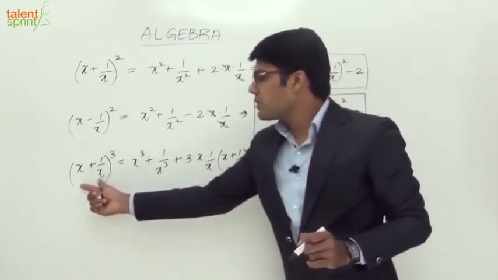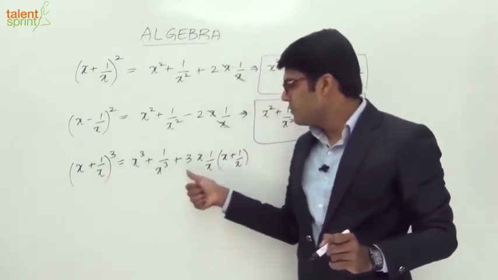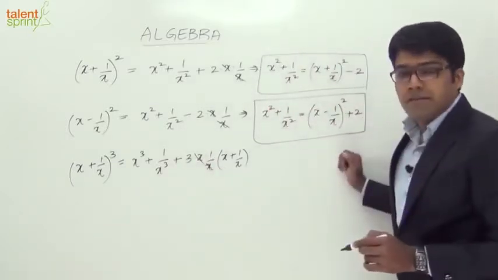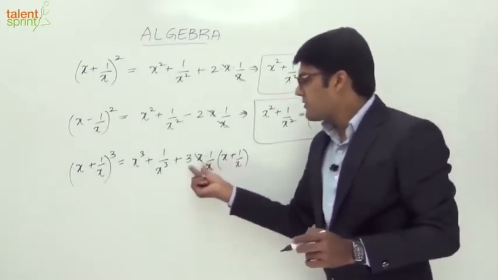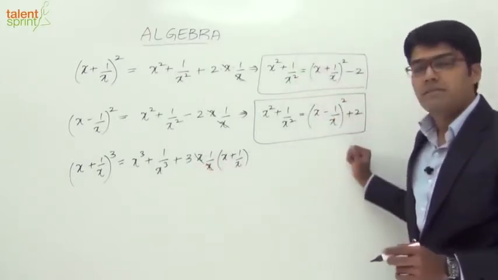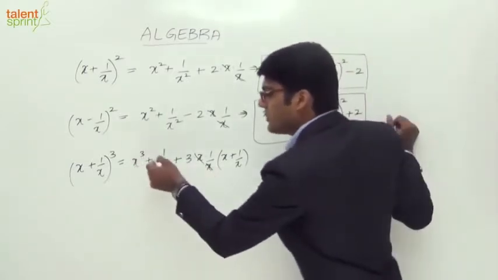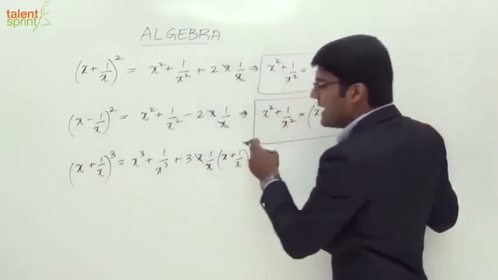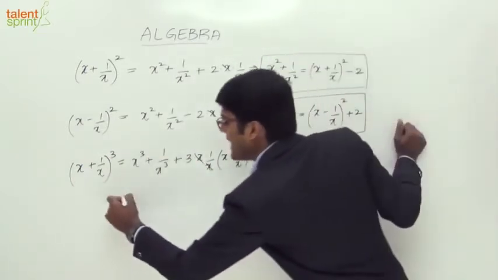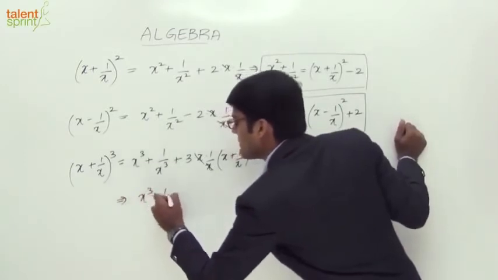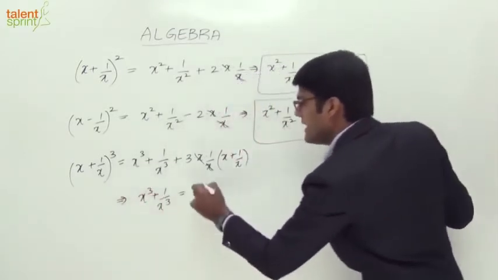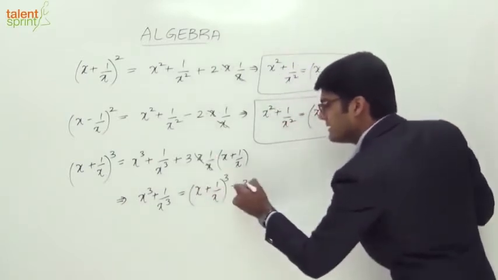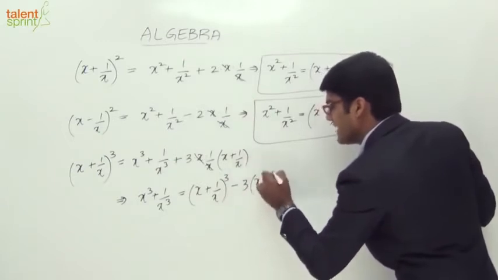Alright, so x plus 1 by x whole cube, or a plus b whole cube, is a cube plus b cube plus 3ab into a plus b. What do we see here? This 3ab will not have any variable, right? X and x get eliminated. So we only have 3 into x plus 1 by x. So from this, the conclusion is x cube plus 1 by x cube will be equal to x plus 1 by x whole cube minus 3 into x plus 1 by x. Right? So we can conclude that x cube plus 1 by x cube will be equal to x plus 1 by x whole cube minus 3 of x plus 1 by x.